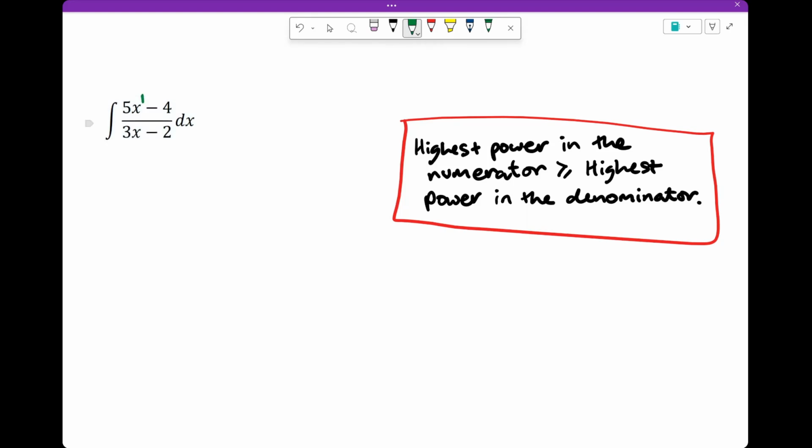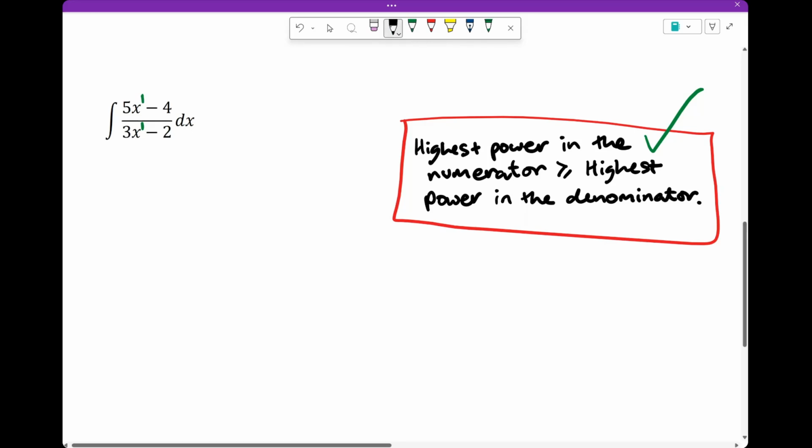And then let's go to the denominator and identify our highest power of x. Well, that's also going to be 1. Okay, and 1 is the same as or greater than 1, so therefore the highest power in the numerator is the same as or greater than the highest power in the denominator. So we have ourselves an algebraic improper fraction. So let's start by doing algebraic division.